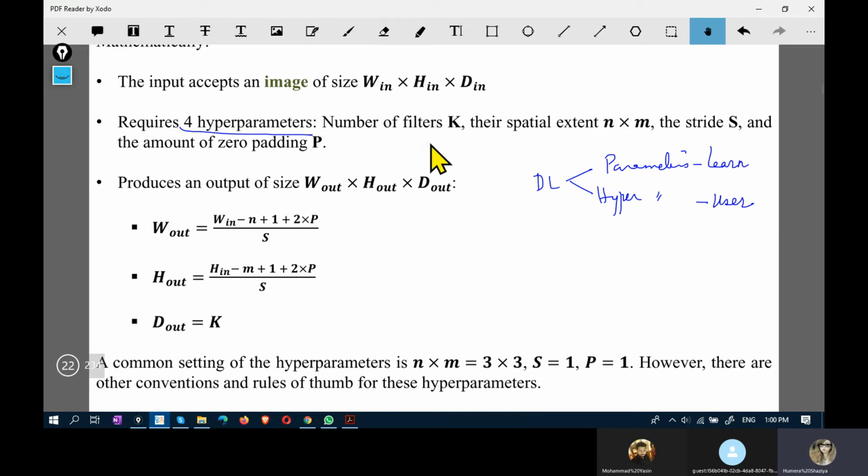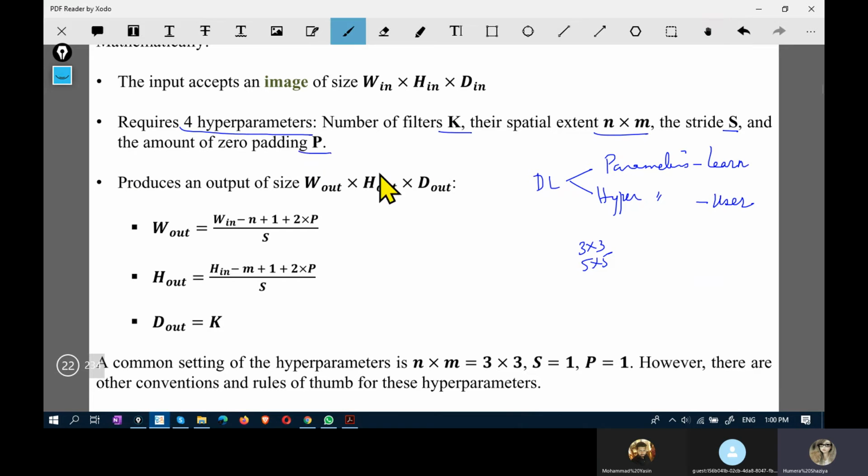In the convolutional layer, there are 4 hyperparameters. First, the number of filters: how many filters you want to have. You can have 10 filters, 16 filters, 20 filters, 30 filters. Second, the size of the filter: you can have a 3 by 3 filter, a 5 by 5 filter. Third, stride means how you are moving the filter over the image, 1 step at a time, 2 steps at a time, or how many steps at a time.